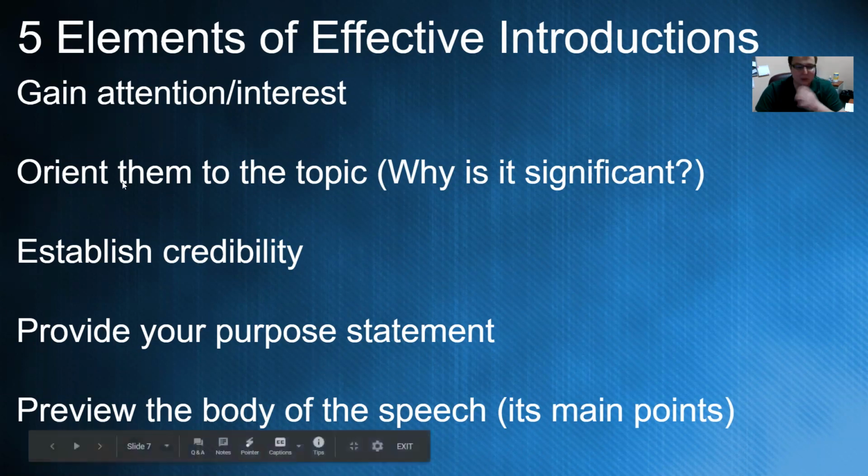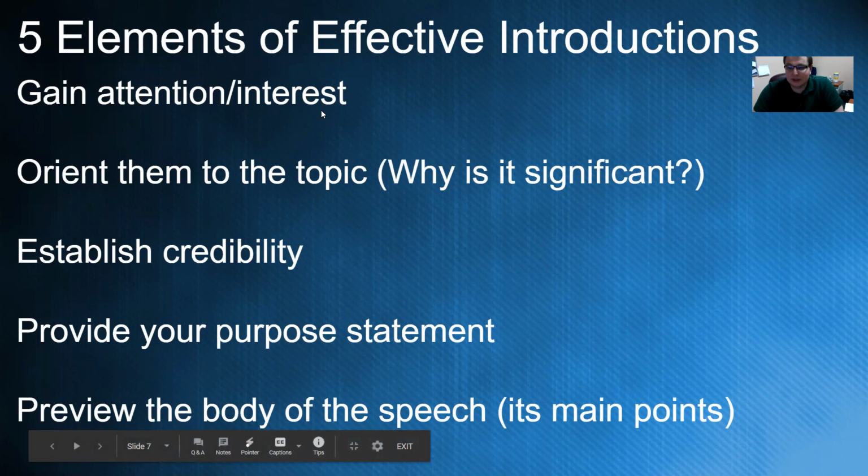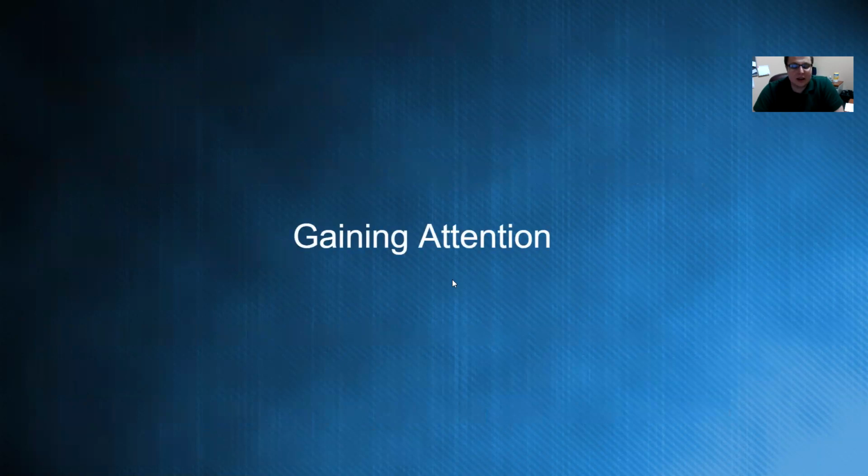Sometimes you might switch up the orient to the topic and establish credibility, but for the most part, you should always start with your hook, you're gaining attention. You should always end with previewing the body of your speech, okay? So these 5 things need to happen every speech you give in this class, and they should happen in this order. Okay, so as we go through each one of them, and again, I'll try to be brief, but we need to understand the importance of them.